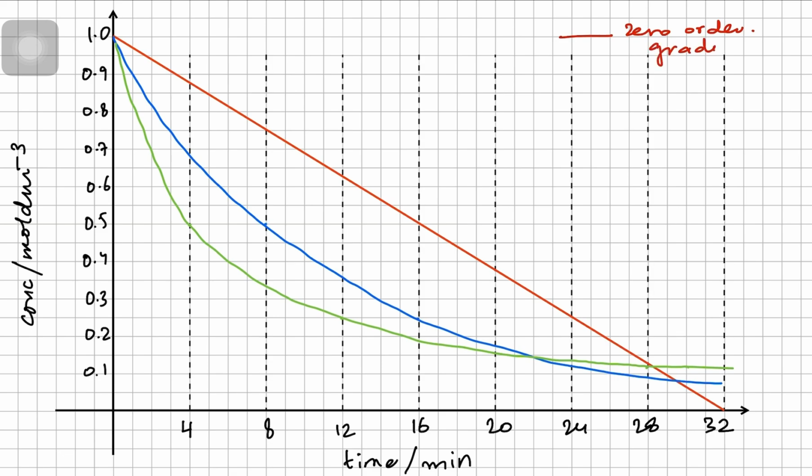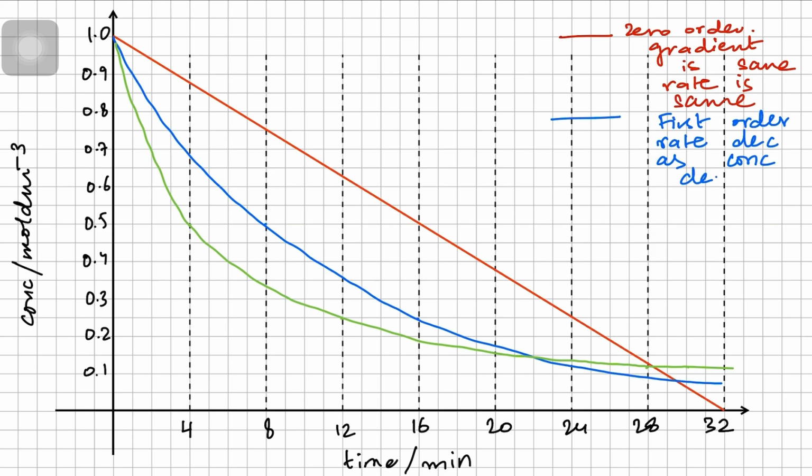If the gradient of the concentration time graph is constant, if the gradient is the same, that means the rate is the same, and rate remains the same in a zero order reaction. The blue line basically shows a first order reaction where the gradient is gradually decreasing, and that is because the rate is gradually decreasing as the concentration falls.